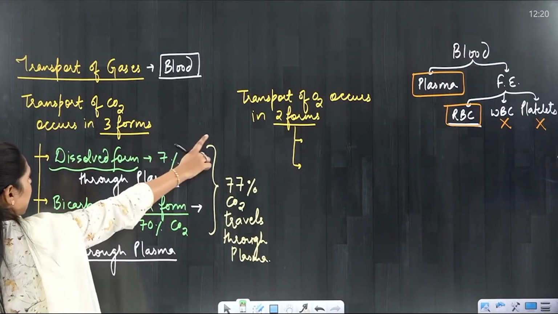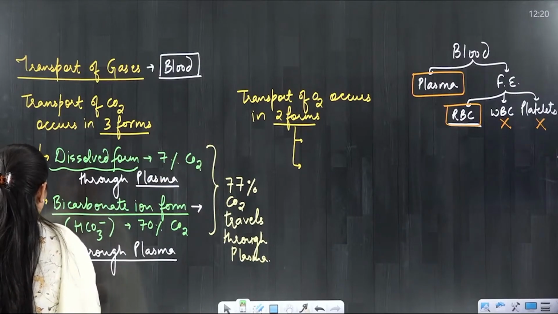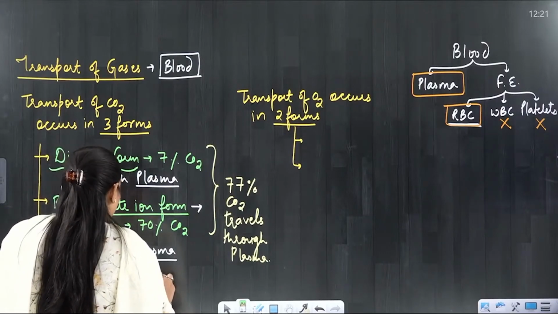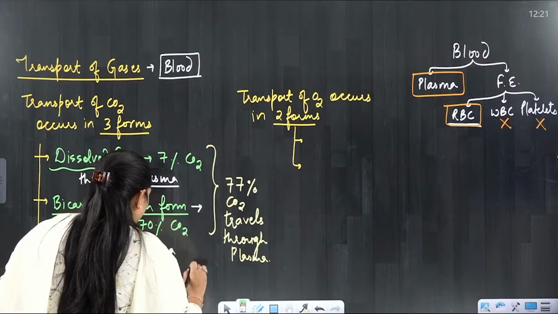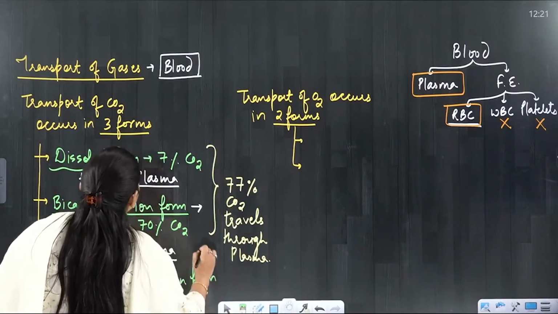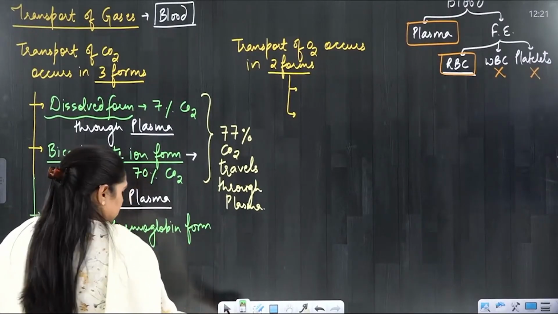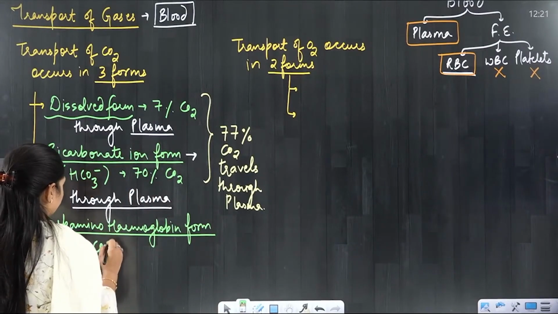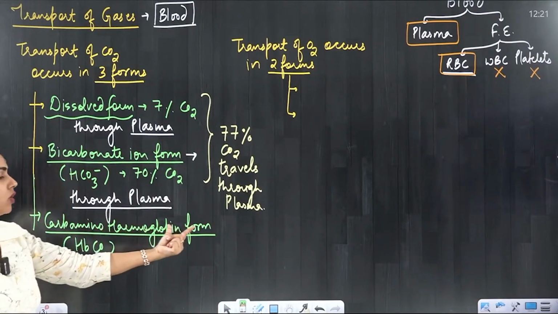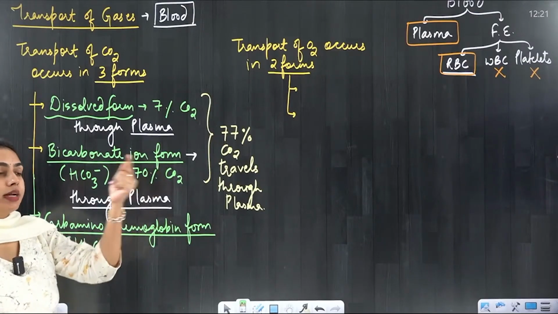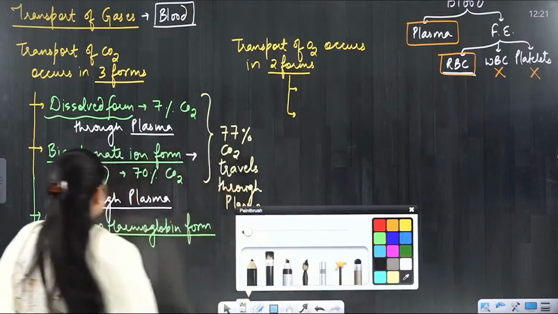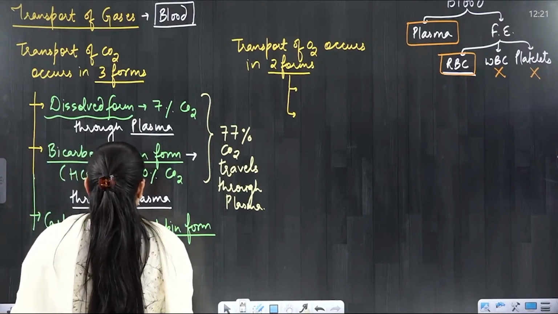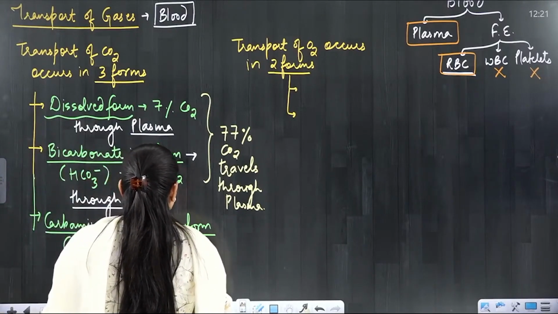That will go into the RBC in form of carbaminohemoglobin form. How much percentage left? 23%. HbCO2 you can write. HbCO2 is carbaminohemoglobin form. Okay, hemoglobin is present inside the RBC. So, it will not go through the plasma. It will go through the RBC. 23% through RBC.